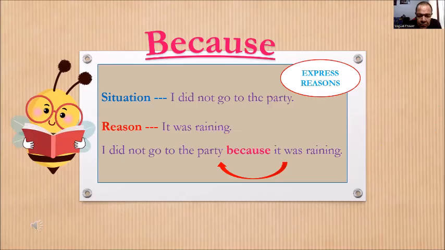The conjunction because is used to express the reason for something, the cause of an effect. I did not go to the party. It was raining. I did not go to the party because it was raining.